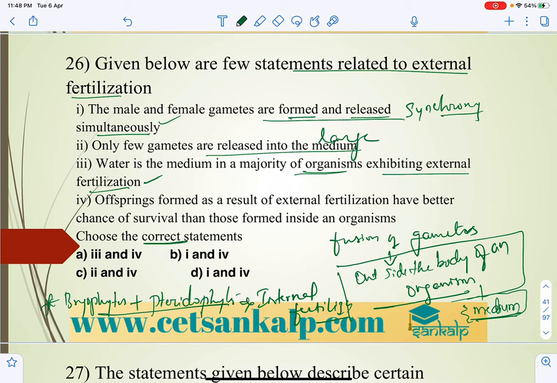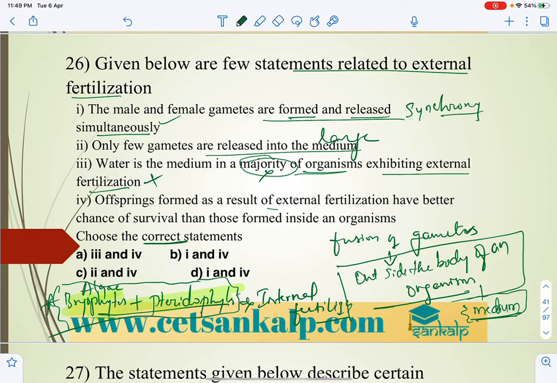It is not like that in the majority of organisms. Some organisms, as I mentioned, require an external medium: algae, bryophytes and pteridophytes. One more we can add here, algae. So for these organisms, which are not the majority but only a few like algae, bryophytes and pteridophytes, we can't consider it. This is a wrong statement.